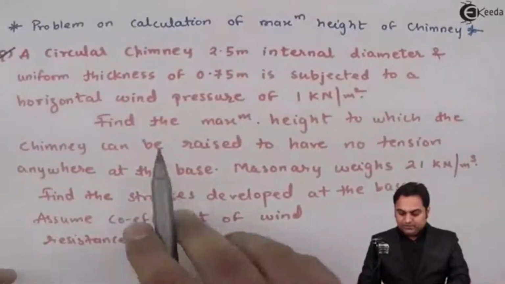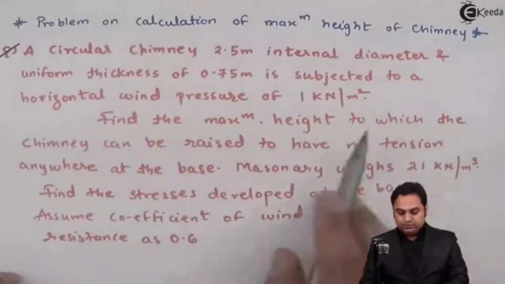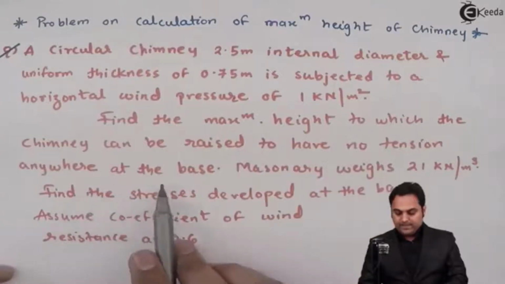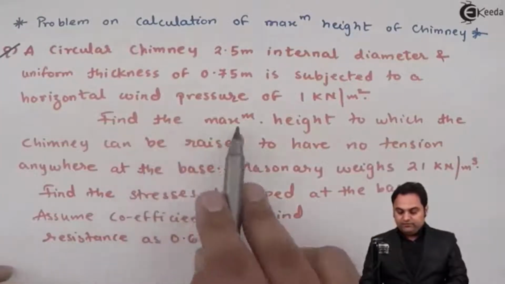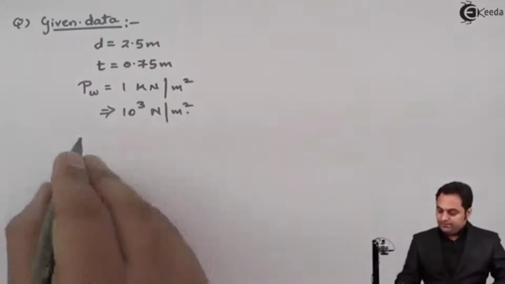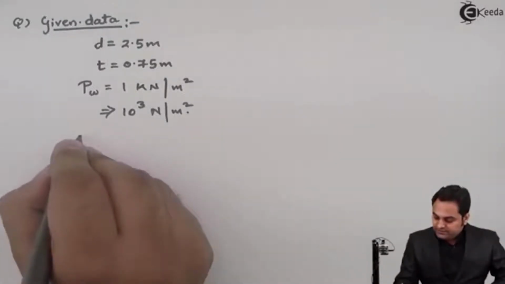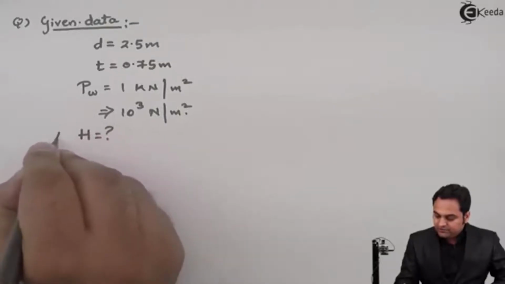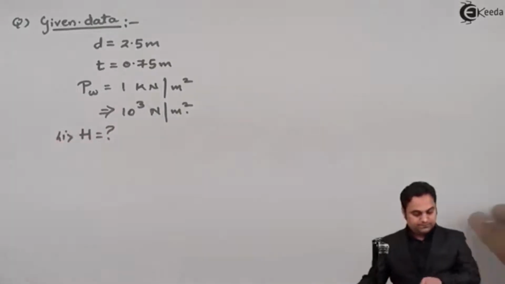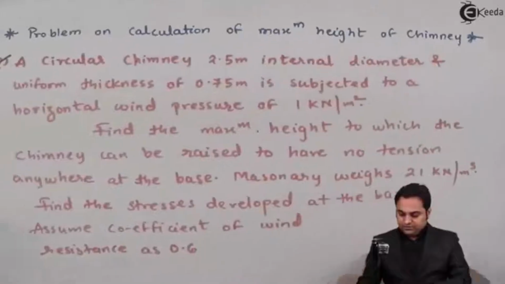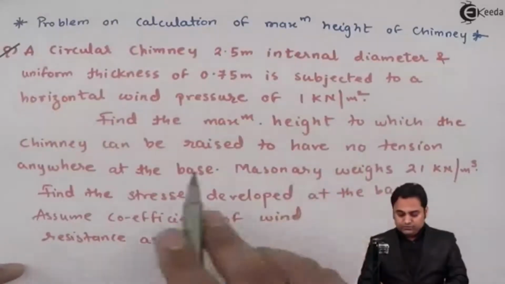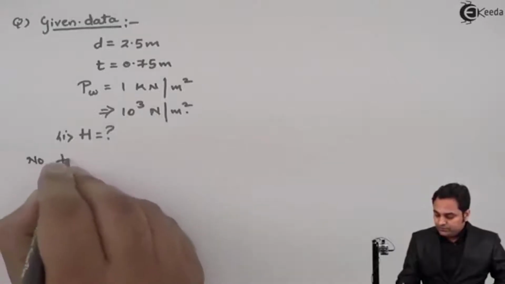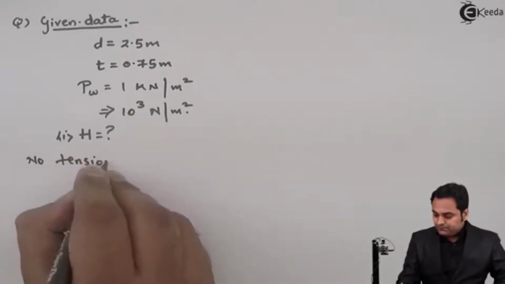Next, find the maximum height to which the chimney can be raised to have no tension anywhere at the base. It means we have to find the maximum height. That height I'll denote as capital H. That is the height of the chimney. Next, so as to have no tension anywhere at the base, the condition is no tension condition.